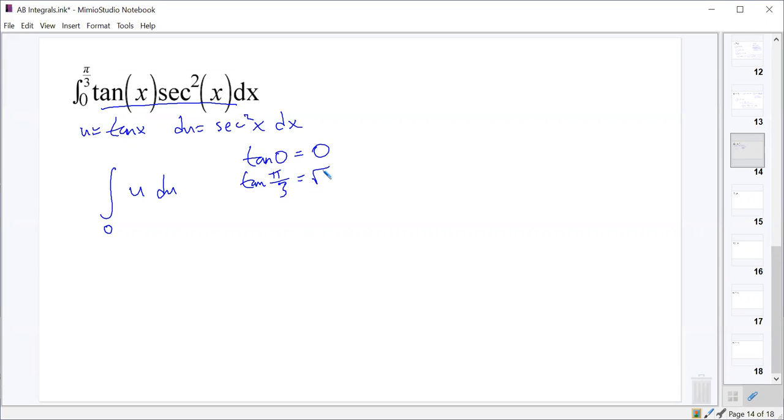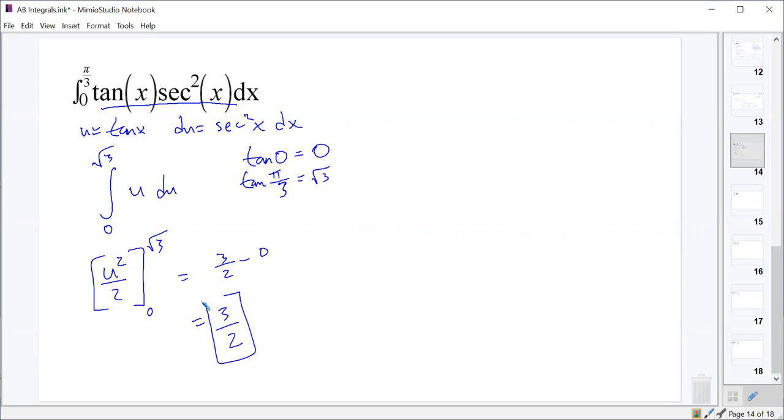√3. Okay, so now we will have an integral from 0 to √3 of u du. And when we integrate, it becomes u squared over 2 from 0 to √3, which should be what? 3/2 minus 0, or just 3/2. Everybody good there?